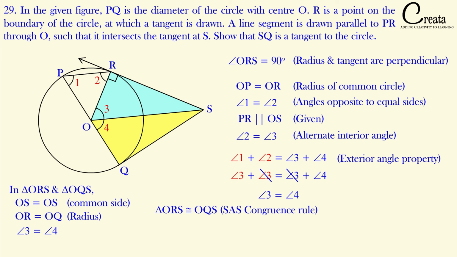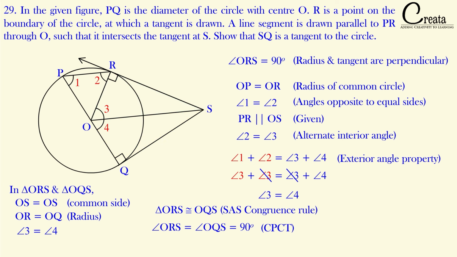Once the two triangles are congruent, they are exactly copy paste of each other. All the three sides will be equal and all the angles will be equal to each other. So we can say these two angles will be equal to each other, that is, both are equal to 90 degrees. Initially we have seen that angle ORS is equal to 90 degrees. So this angle will also be equal to 90 degrees. CPCT, the corresponding parts of congruent triangles are equal. So these two angles will be equal to each other.